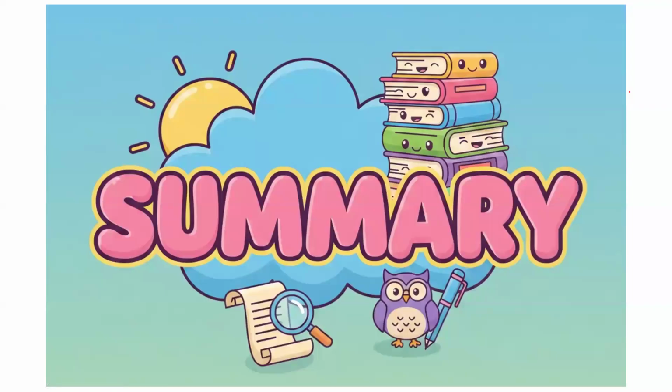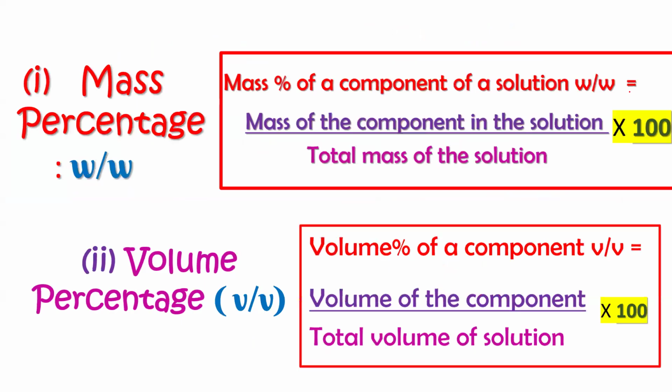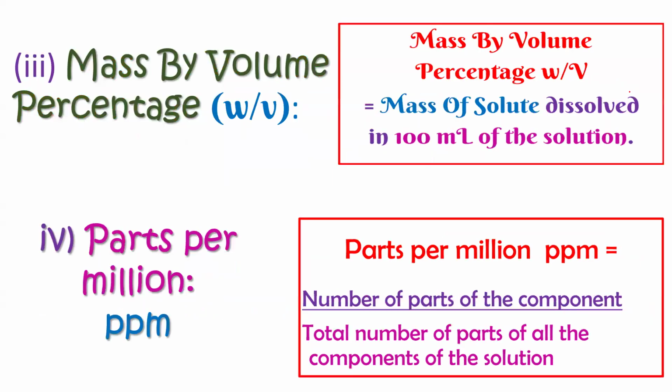Now let us look at the summary of what we have studied. First we studied the mass percentage, W by W. It is the mass of the component in the solution by the total mass of the solution into 100. In case of volume percentage, we replace the mass by the volume of the component by the total volume of the solution into 100. Next is mass by volume percentage. It is the mass of solute dissolved in 100 ml of the solution.